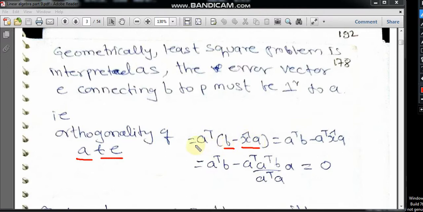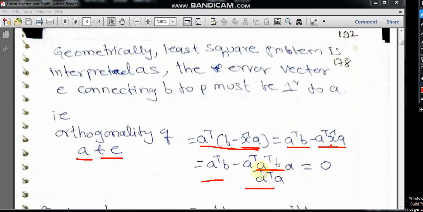And X cap A, that is A transpose. How do you check the orthogonality? A transpose and the value E should be equal to 0. So the same thing we are checking here. If I expand that, A transpose B minus A transpose X cap A, so you are getting A transpose B, and here A transpose into A. And what is X cap? X cap was from the least square method, A transpose B divided by A transpose A.